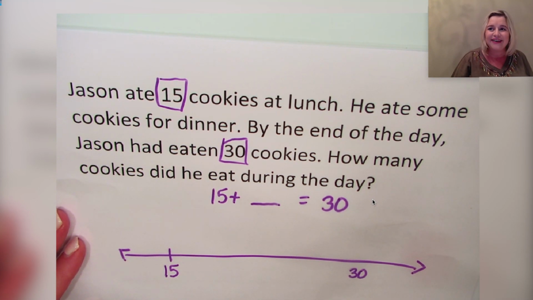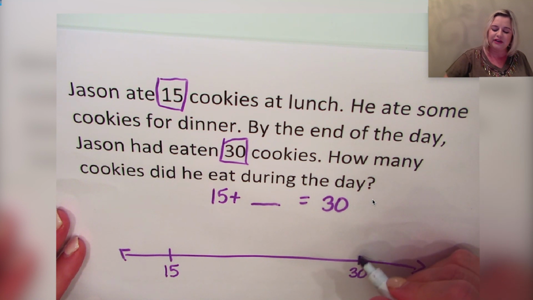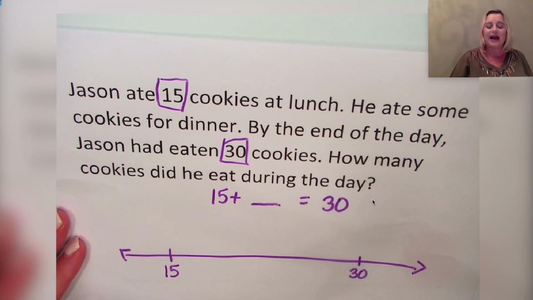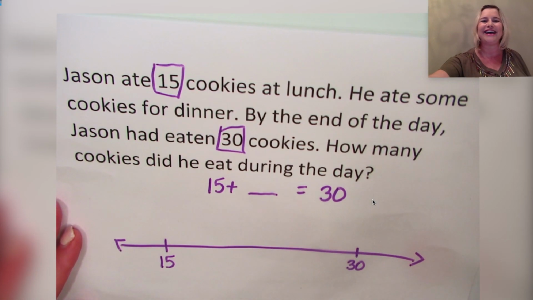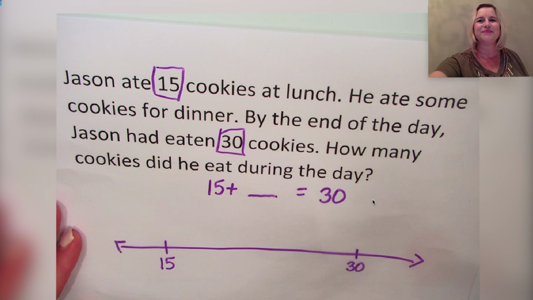Very good. I'm going to mark it here with a hash. I know there are several numbers between 15 and 30, so I'm not going to put those hashes very close together. That's why they're far apart. This is what mine looks like. Show me yours. Wonderful.